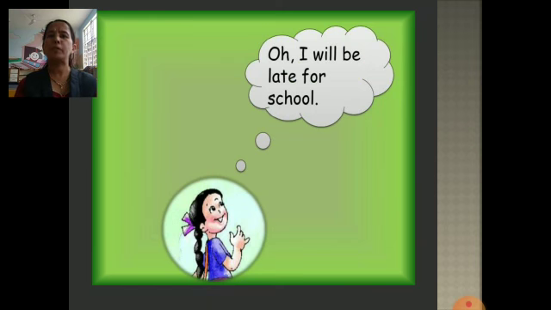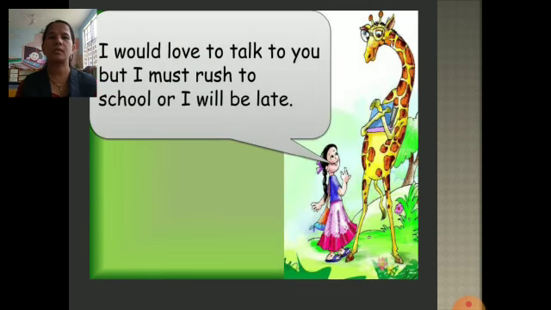"Oh, I'll be late for school." So why is Haldi worried? As she is going to school, it's already time and she's saying, I will be late to school if I stand and talk here. Haldi met a giraffe and she is surprised, right? And she's saying, "I would love to talk to you, but I must rush to school or I will be late." She is saying, I would love to make friends with you and talk to you, but now it is time for school, I must rush or I will be late.